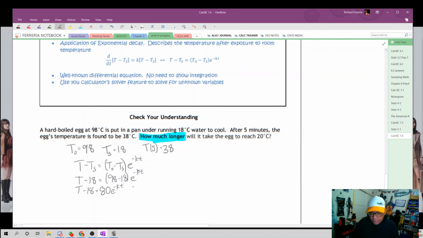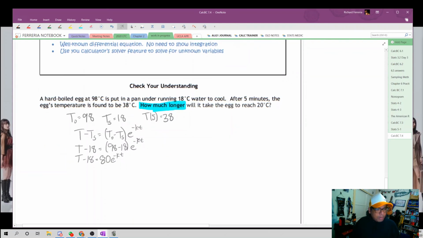So that is our particular solution, but we don't have a value of k yet, so we're going to use this to help us out. So T of 5 minus 18 is equal to 80 e to the negative 5k, and that's going to be equal to 38 minus 18. And then we'll go ahead and grab our solver and solve that out.